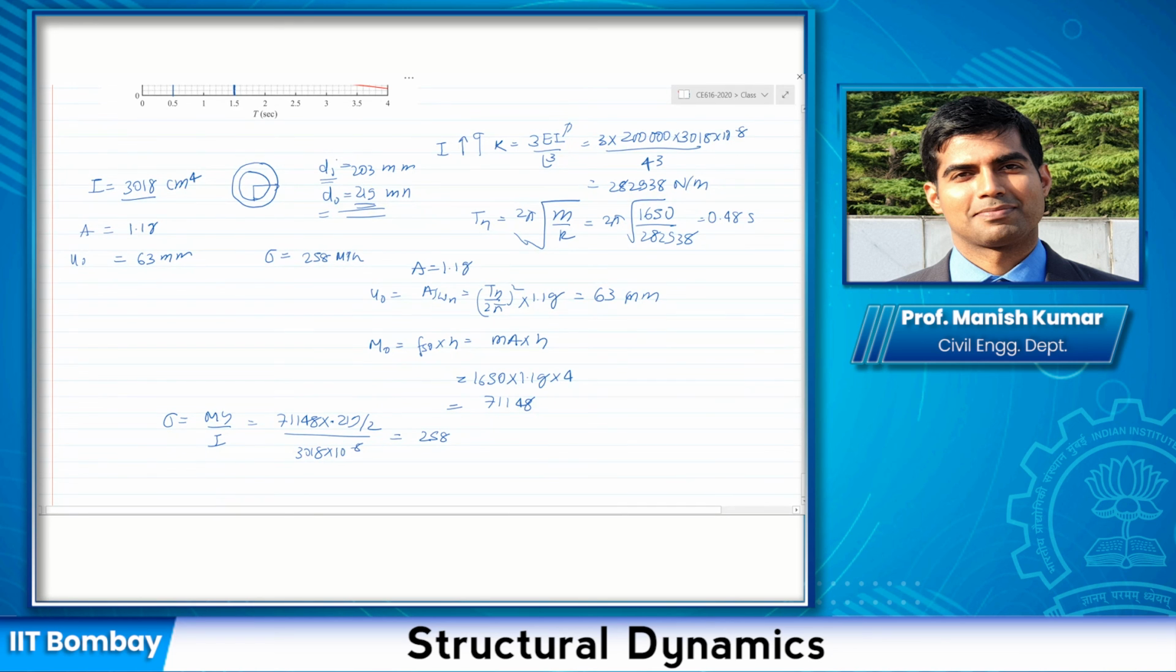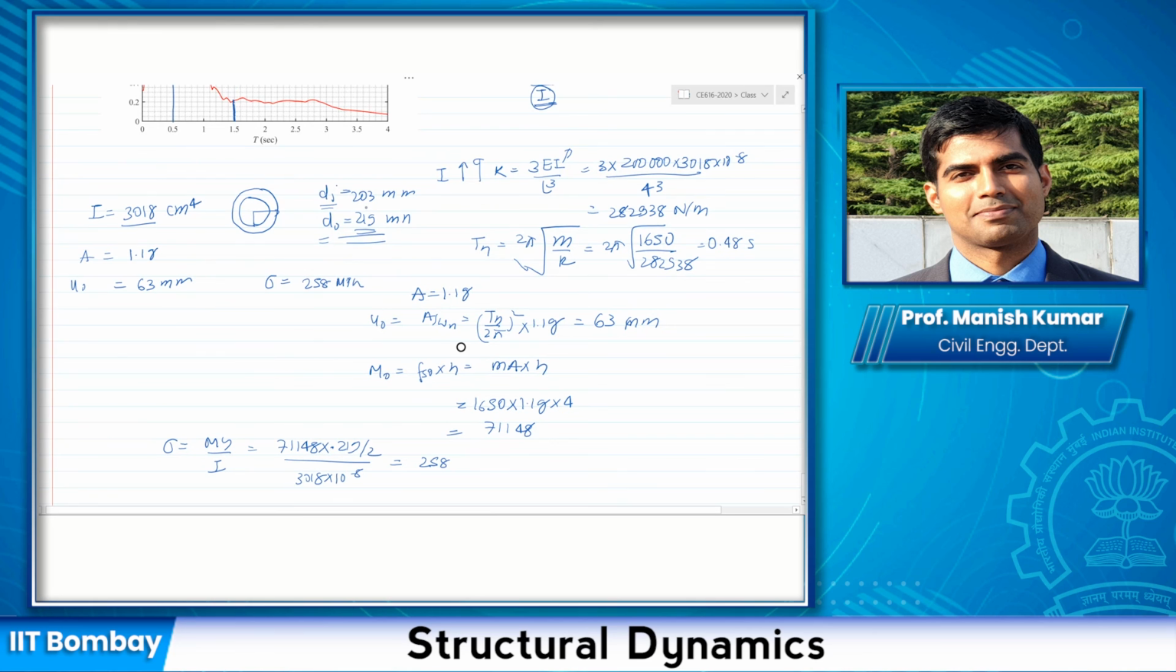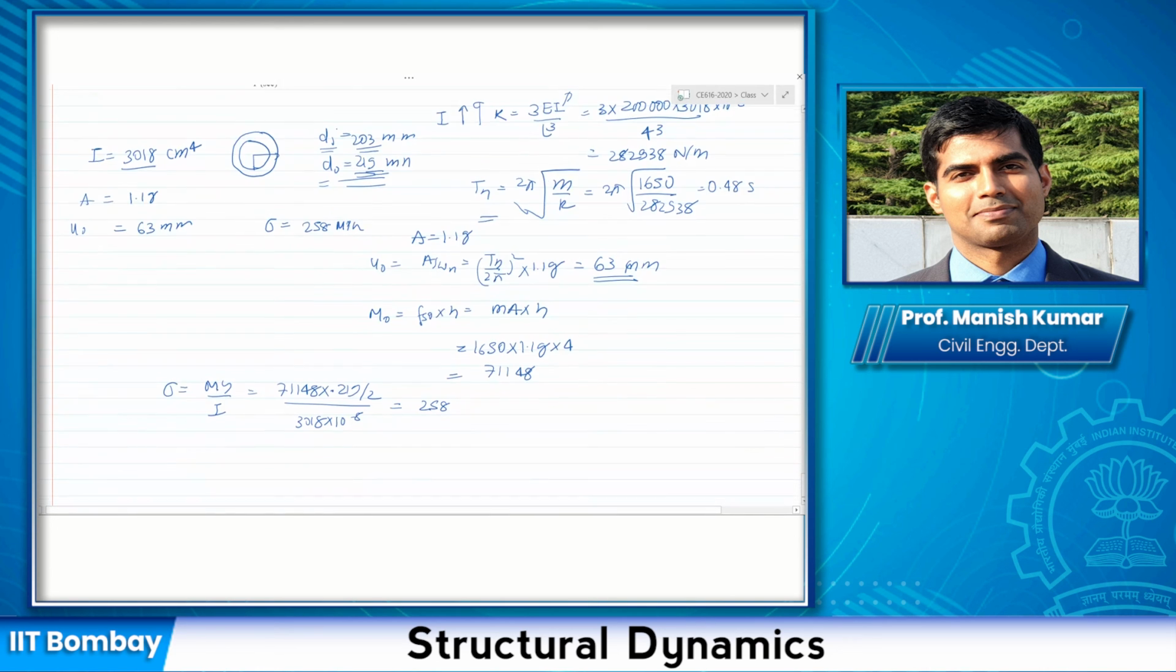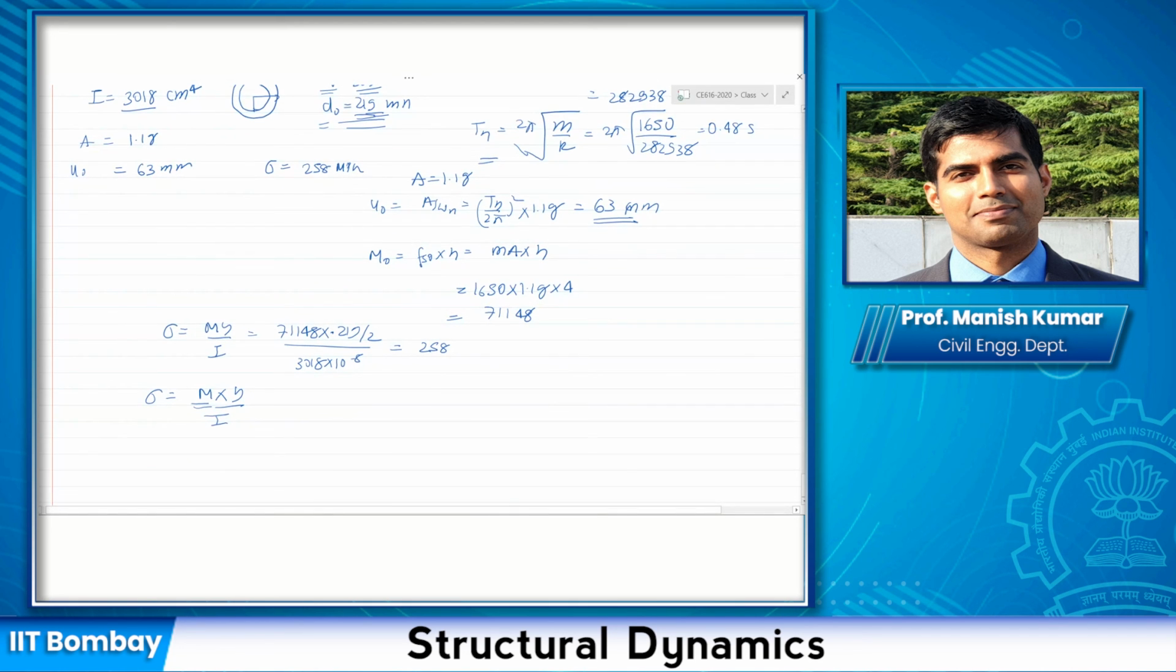Now, as I increase my d value, the structure becomes stiffer, so my displacement decreases. But my time period also changes here. And remember, in the end, stress is a combination of the moment that is generated, y and I. Now the moment might increase or decrease depending upon how much of the force the structure is attracting.